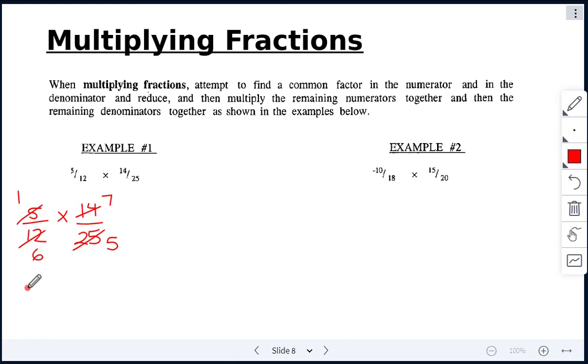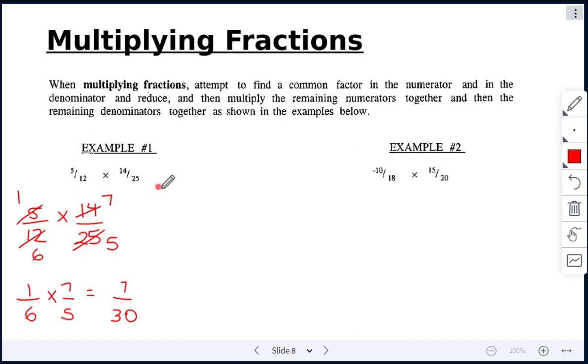So now our fraction would look like this. 1 over 6 times 7 over 5, which is, we multiply straight across, multiply your numerators together. So 1 times 7 is 7, and then 6 times 5 is 30. All right, so our final answer is 7 over 30.